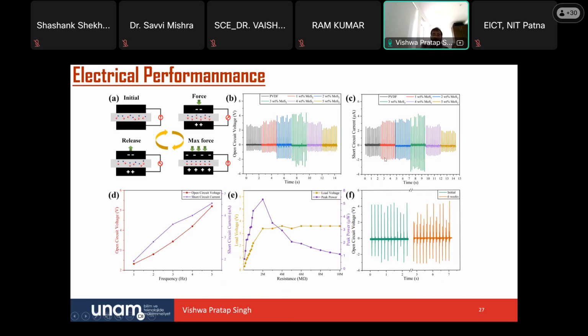In this case, we also measured the open circuit voltage, short circuit current, and the peak power. Here we measured the peak power. It's around 5.5 microwatt. And we also checked after 6 weeks how much it is retaining. So the performance is equivalently good, not much degradation.